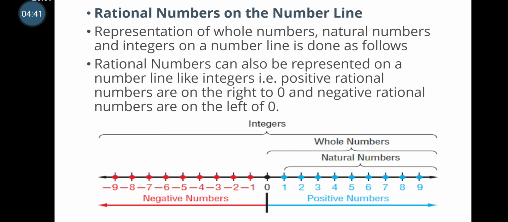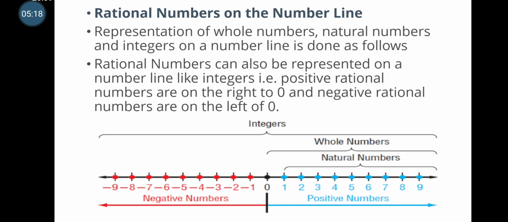So rational numbers on the number line. How do we represent the other numbers? In the same way we can represent rational numbers also on the number line. Representation of whole numbers, natural numbers and integers on a number line is done as follows. You can see here. Here the positive numbers are all natural numbers. If 0 is included, that is whole numbers on the number line. If it is starting from negative numbers to positive numbers, then it is integers. Okay, so the full line is shown for the integers.